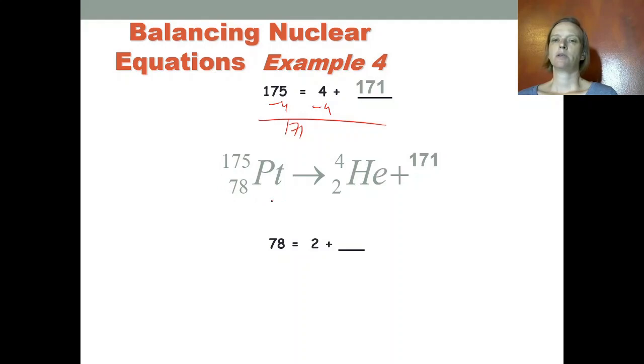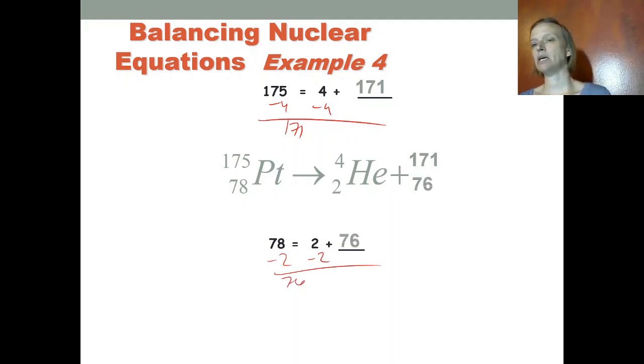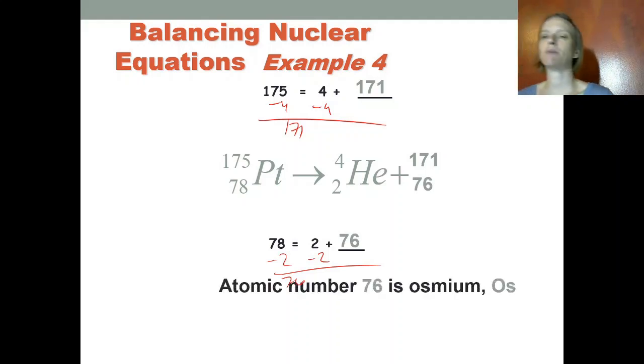Down below, 78 is equal to 2 plus something. Subtract 2 from both sides of the equation and you get 76 is your missing atomic number. And when you look up 76 on the periodic table, that corresponds to osmium. So you write down the symbol capital O, lowercase s. So that's how you deal with balancing nuclear equations.